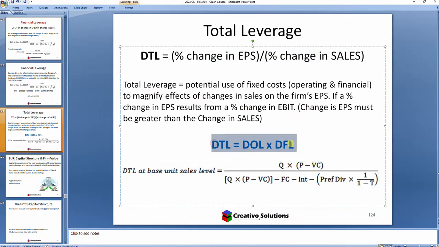This equation is necessary because you have an equation for DOL and an equation for DFL, operating leverage and financial leverage. If you take both of them and multiply the two numbers together, then you get the total leverage. Total leverage explains how much leverage this particular company has in terms of operations and in terms of financing, because then they can do more with less. Does that make sense? Is that all right?